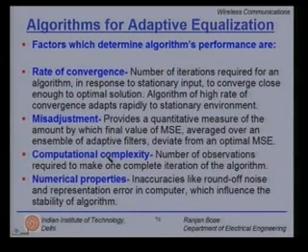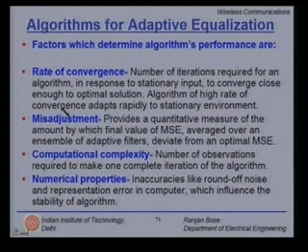Numerical properties. Certain algorithms are prone to inaccuracies like round-off noise and representation error in the computer and your fixed point operators. Many times you do not have floating point operations possible in your digital signal processors, or there are round-off errors or finite length quantization. Those may lead to unstable algorithms and a slower rate of convergence. So, these are the 4 important aspects we must keep in mind while picking a certain algorithm.